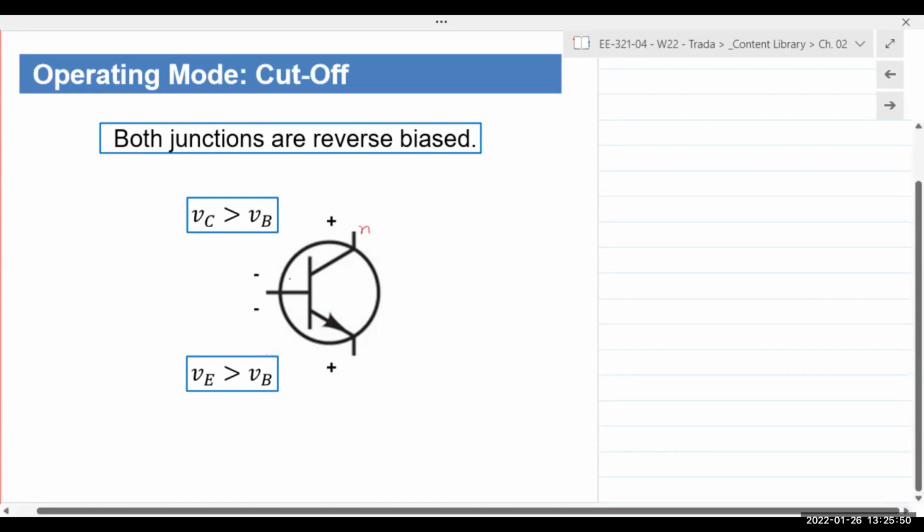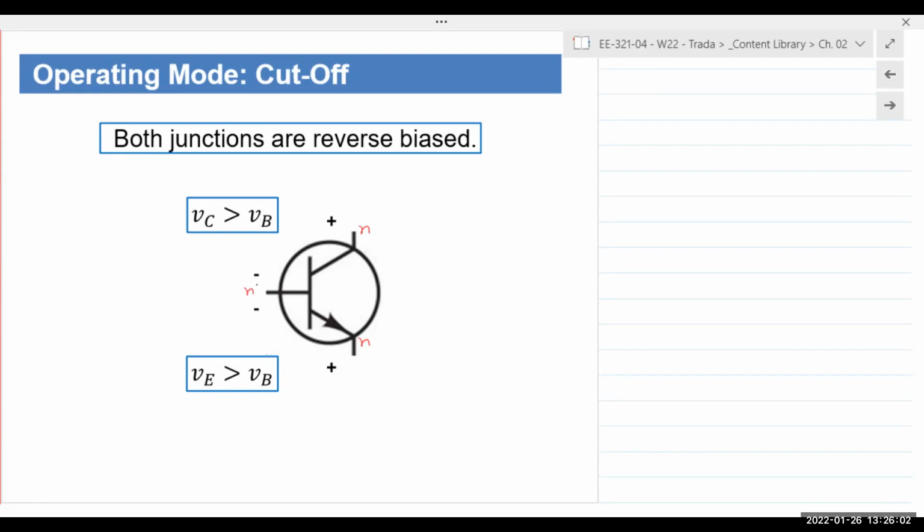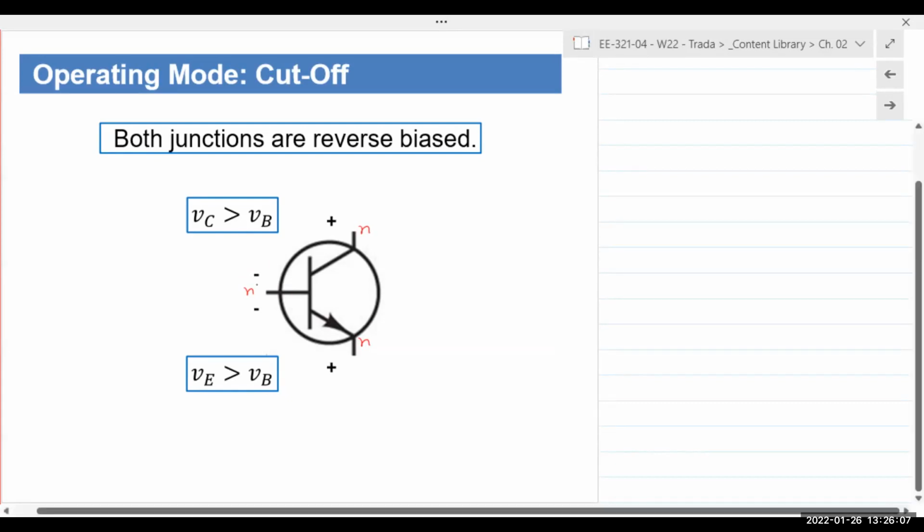So it's NPN. If it's NPN, and you apply positive polarity voltage to the collector as well as the emitter, both junctions will be reverse biased with respect to the base. And if both of them are reverse biased, then the transistor is completely cut off.